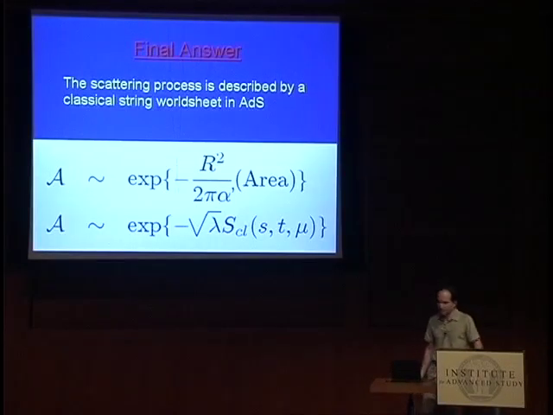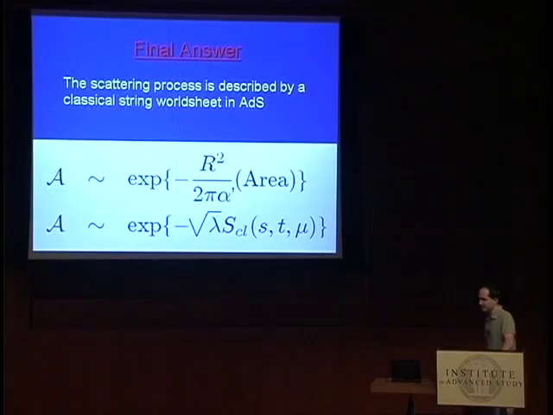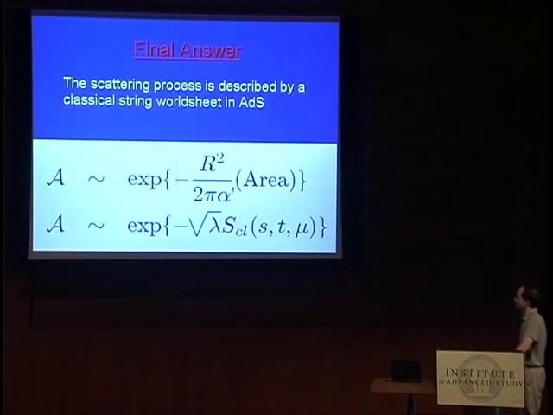So before I continue, I'll just tell you what the final answer is. The final answer is that the scattering process is described by a classical string worldsheet in AdS, where the amplitude is simply the area of that classical worldsheet, and all the dependence on the coupling will come through a factor here, which will be the radius of AdS, and in terms of the formula we saw in the beginning, which is the square root of lambda. So up to square root of lambda, we have a function of purely the kinematic invariants.